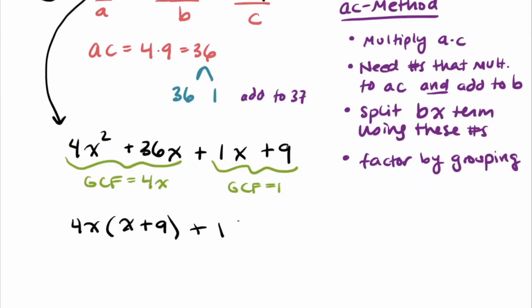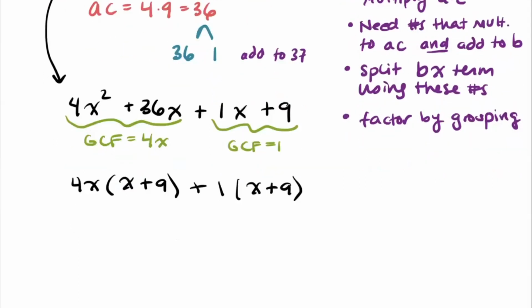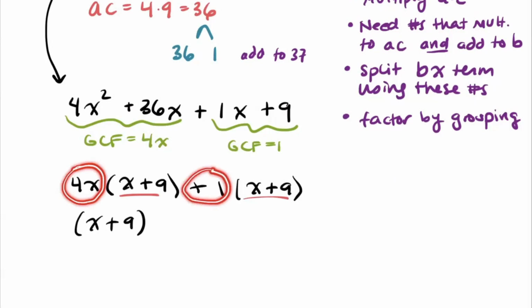We take out a 1 from the second group of 2, which leaves us with x plus 9, right? And then by factoring by grouping, these have to match. That's our overall GCF, so that comes out in the front of everything. And what we're left with is essentially what was in the front of each of the x plus 9s. So the second factor is 4x plus 1.